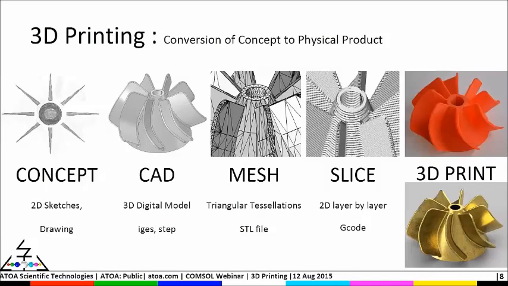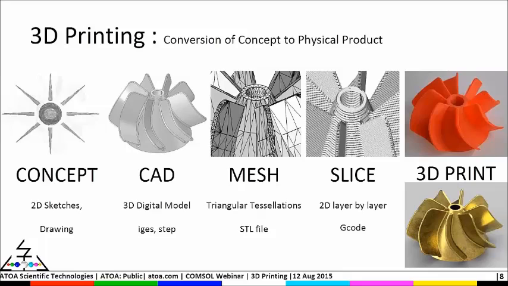3D printing is nothing but a conversion of concept into a physical product. This graph shows the movement from concept to 3D printed product. So what are the steps involved in 3D printing? At the concept stage, they start with 2D sketches or drawings on paper or a computer. The next step is to move this into a digital environment. So this 2D information is digitized into a 3D CAD model in the CAD environment. We can use any CAD software to develop these 3D models.